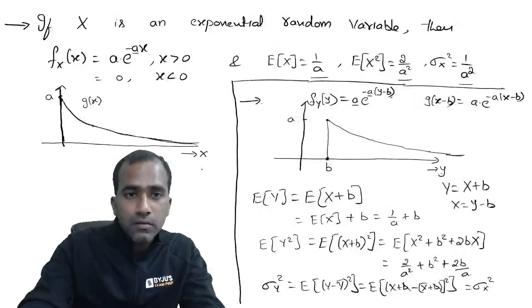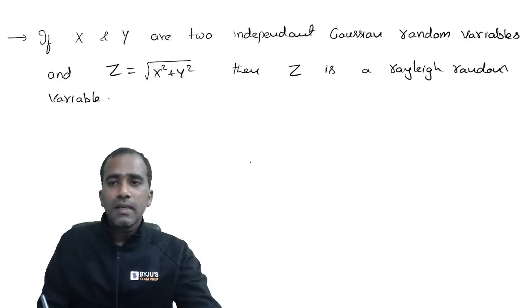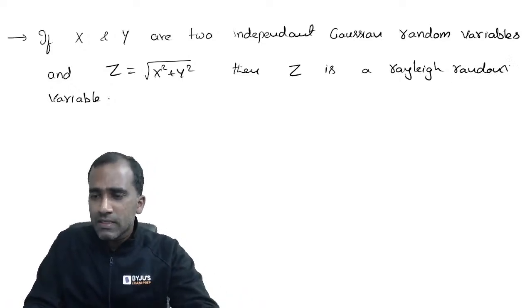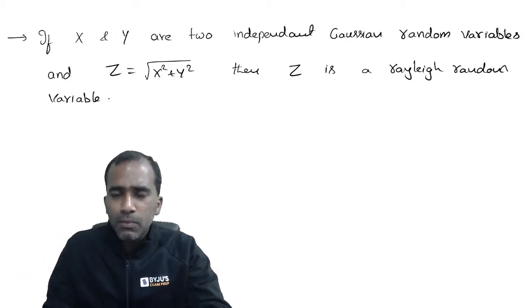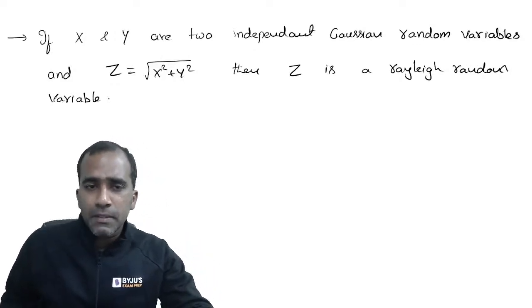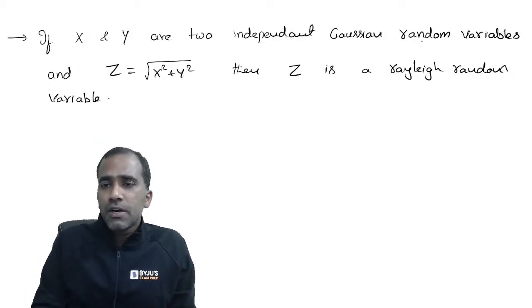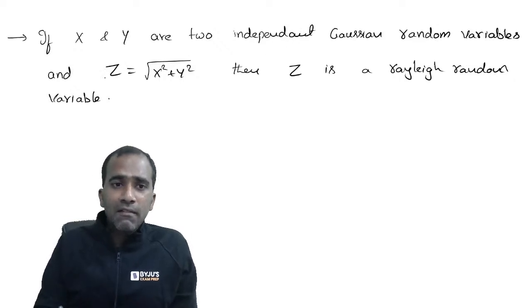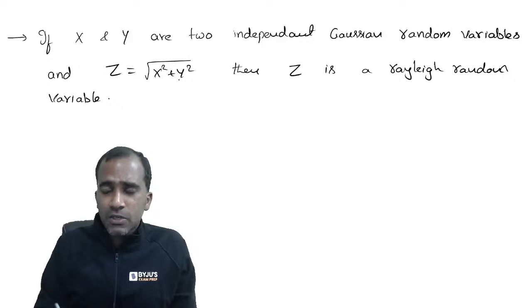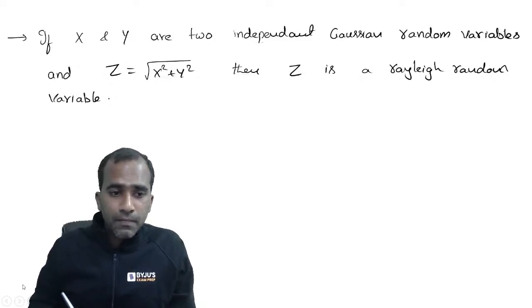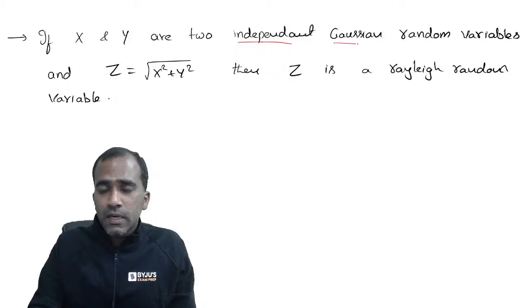Next, one important thing about the Rayleigh random variable I want to discuss here. The Rayleigh PDF and all that I'm not going to discuss because that's not really very important. One important point, and a question repeated multiple times in previous year papers, is this model of problem. If x and y are two independent Gaussian random variables, and you form another random variable z with the relation root of x square plus y square, both independence and Gaussianity should hold.